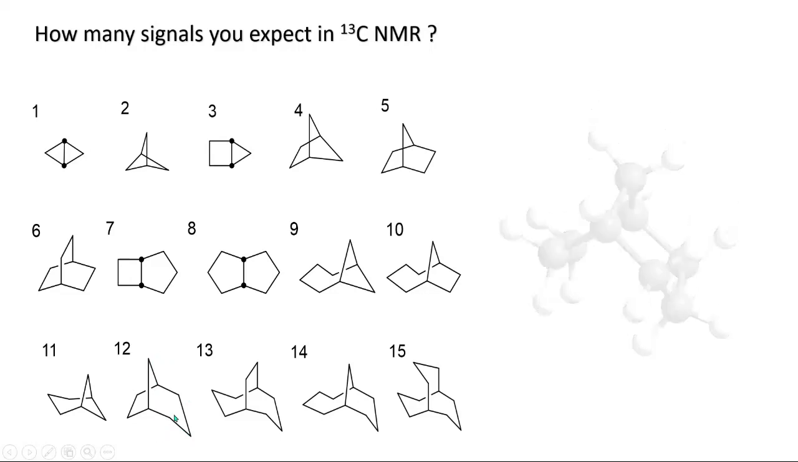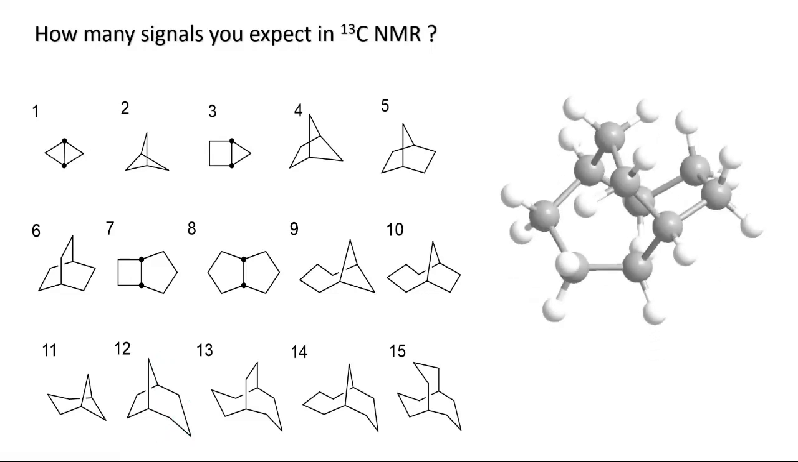Now come to molecule number 13. This is symmetrical. You can see this part and this part are symmetrical, and there is a plane of symmetry bisecting these 2 carbons and passing through this bond and reflecting these 2 atoms. That will give 1, 2, 3, 4. 4 signals for this compound.